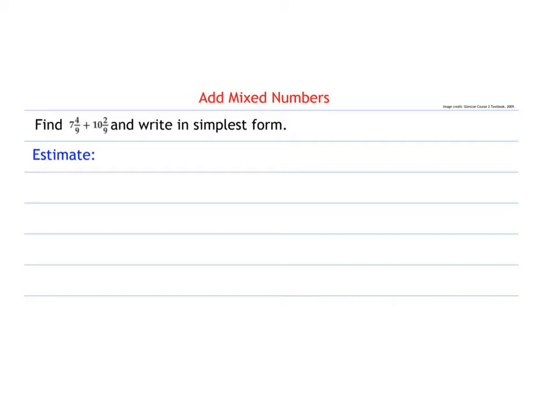So first of all, if we estimate, I know that we have 7 and half of 9 is 4.5, so 4/9 is really close to 7.5. And then 10 and 2/9, 2/9 is pretty closer to 0 than to half or 1, so pretty much it's just 10. So we know that it's going to be about 17.5. So that's our way of checking to make sure that when we find our actual answer that it's reasonable.